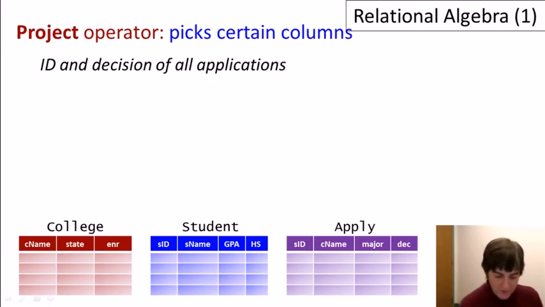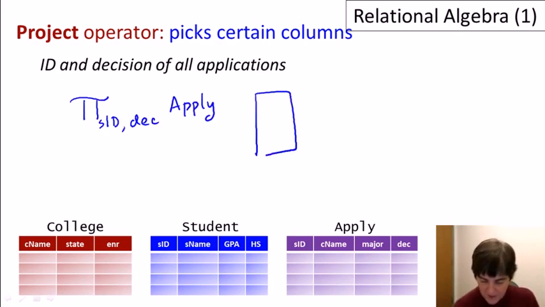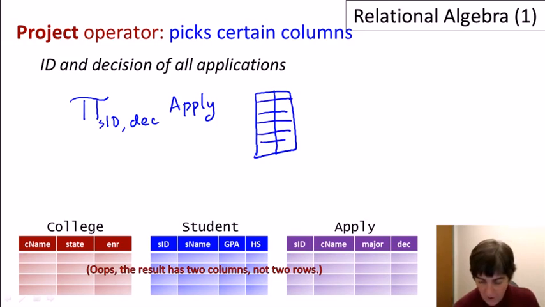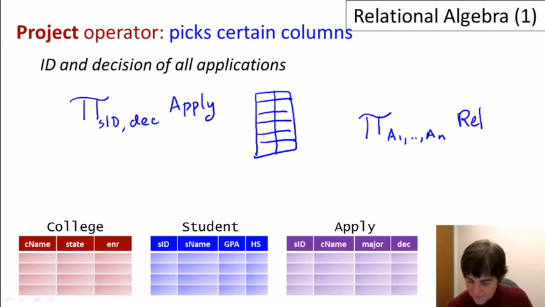The project operator is written using the Greek pi symbol, and now the subscript is a list of the column names that we would like to extract. So we write student ID and decision, and we apply that to the apply relation again. And now what we'll get back is a relation that has just two columns. It's going to have all the tuples of apply, but it's only going to have the student ID and the decision columns. So the general case of a project operator is the projection, and then a list of attributes, can be any number, and then a relation name.